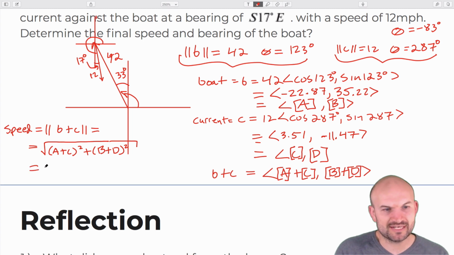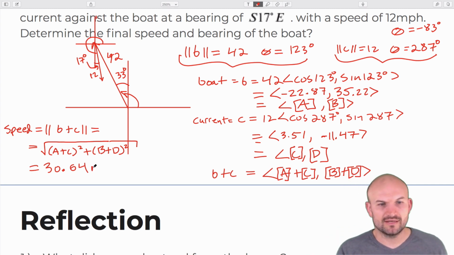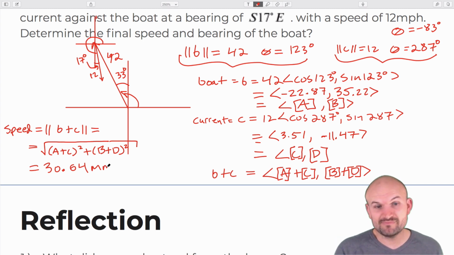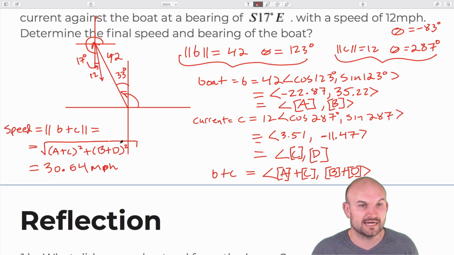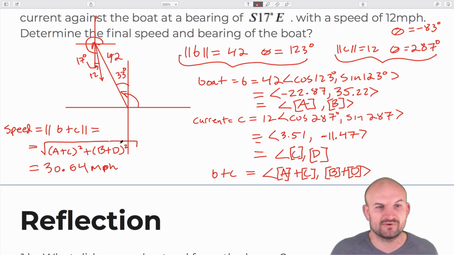Now, again, we want to make sure of this. Does this make sense? 30.64. Originally, it's going 42 miles per hour. But with the current against it at 12 miles per hour, you can see it's slowing down all the way to 30.64, which makes some sense, right? Because it's slowing it down a lot. It's coming almost directly at it. So you can see that makes some sense as far as how it's slowing down.